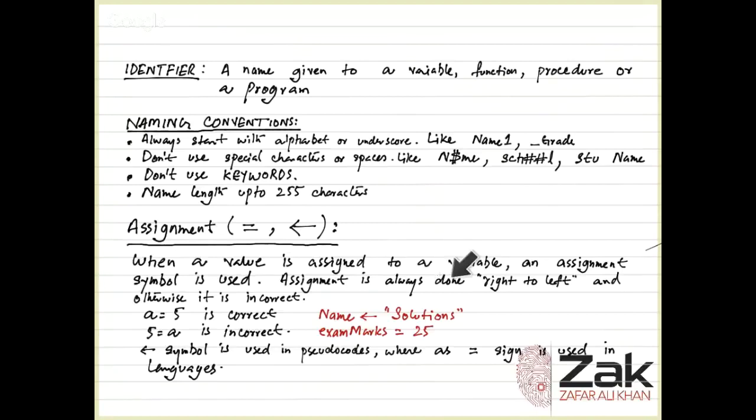When a value is assigned to a variable, an assignment symbol is used. Assignment is always done right to left. Otherwise it is incorrect. So a is equal to 5 is correct, but 5 is equal to a is incorrect. The arrow symbol is used in pseudocodes, whereas the equal to sign is used in languages.